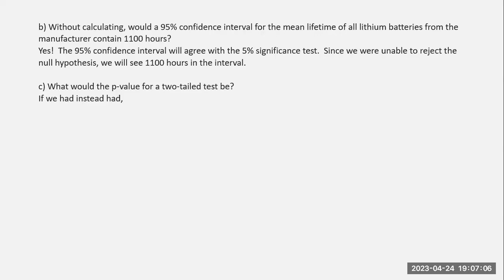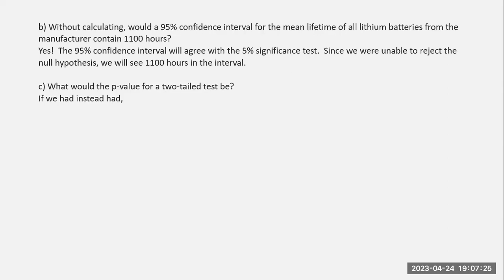Okay. Now, we did a one-tailed test. Remember, there's left-tailed test, right-tailed test. Left tail is less than, greater than is right tail. Two-tail, what's the alternative for a two-tailed test? Does not equal, which means it's both tails, right?